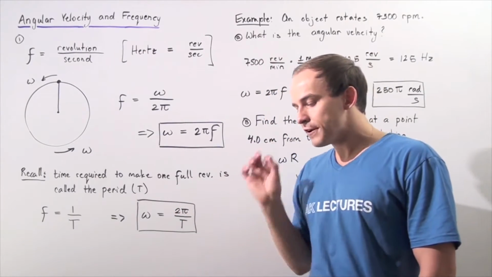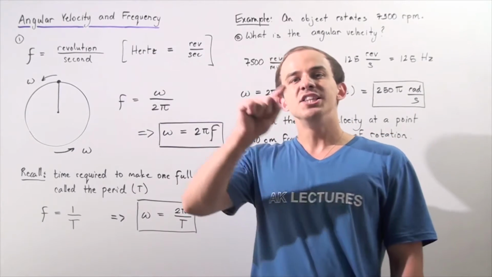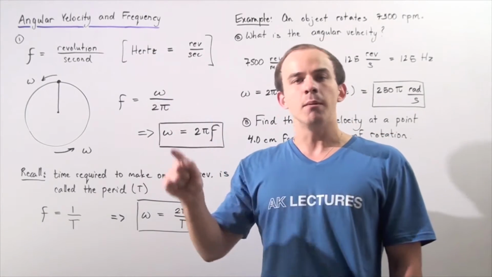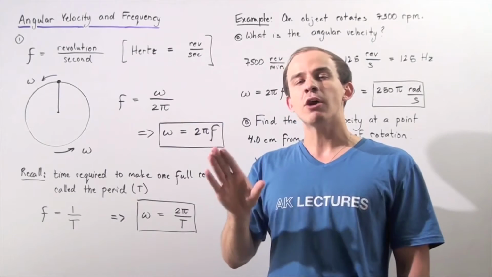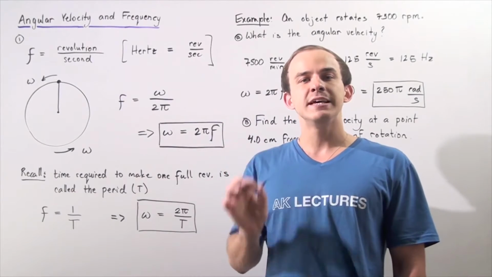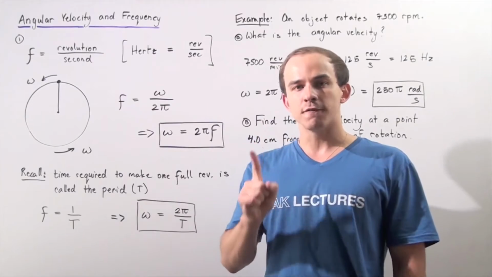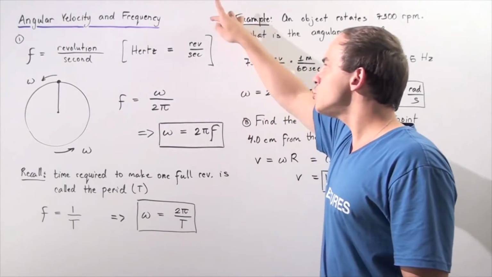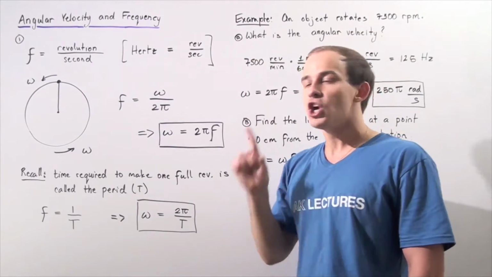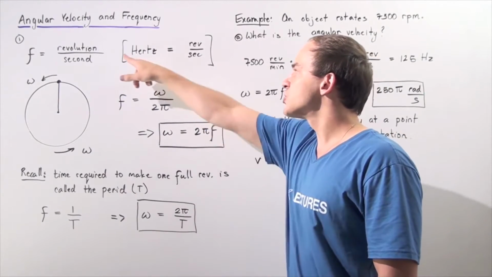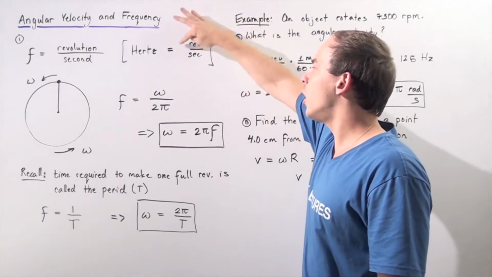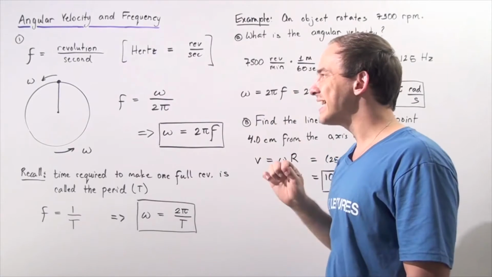Now, recall that frequency is simply the number of revolutions, the number of full rotations, our object makes per some given unit of time. And that means the units of frequency are revolutions per second, which is known as hertz. So 1 hertz is equal to 1 revolution per second.